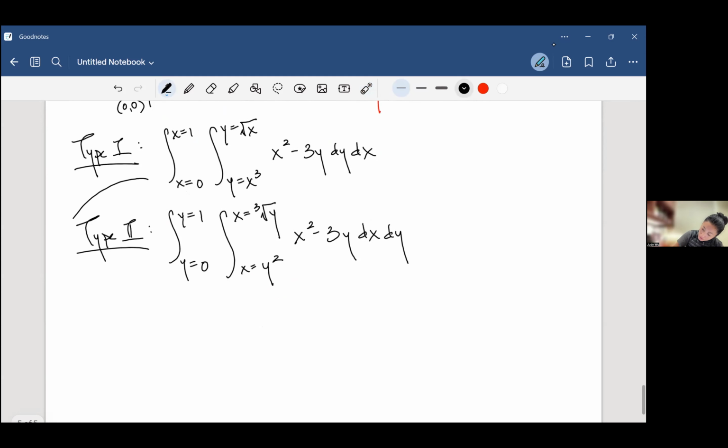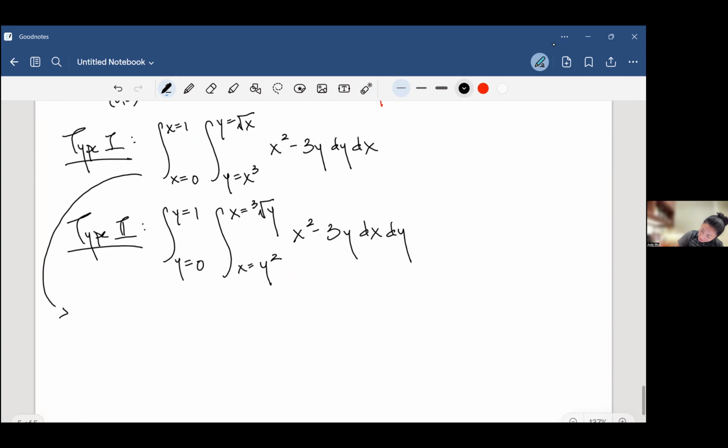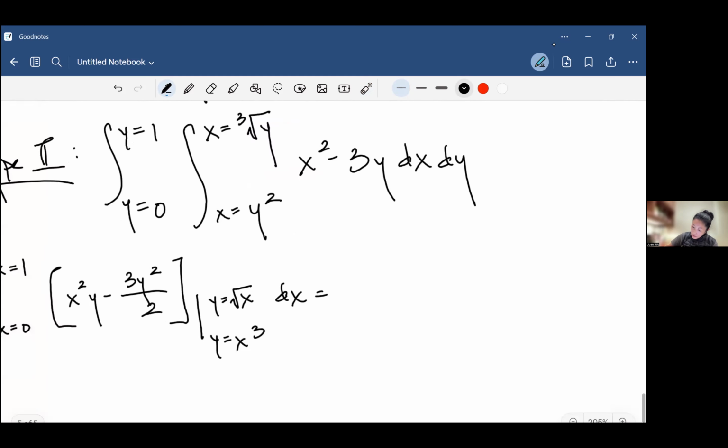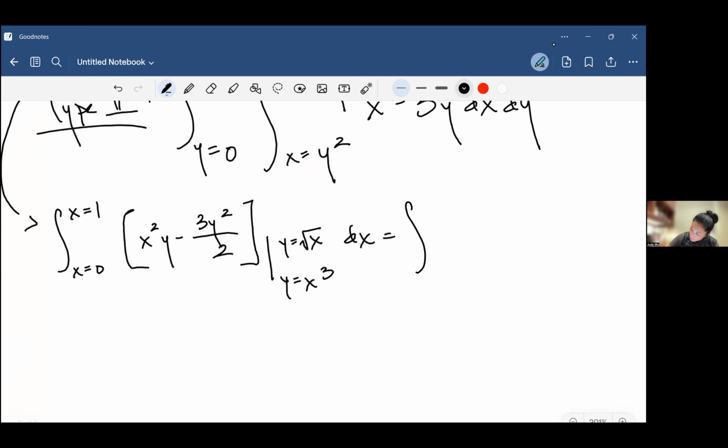So let's take our type 1 integral. I've got the integral from x equals 0 to x equals 1. All right, let's integrate this with respect to y. So I get x squared y minus 3y squared over 2. I'm going to plug in y equals the square root of x and y equals x cubed, dx. All right, the integral from x equals 0 to x equals 1.